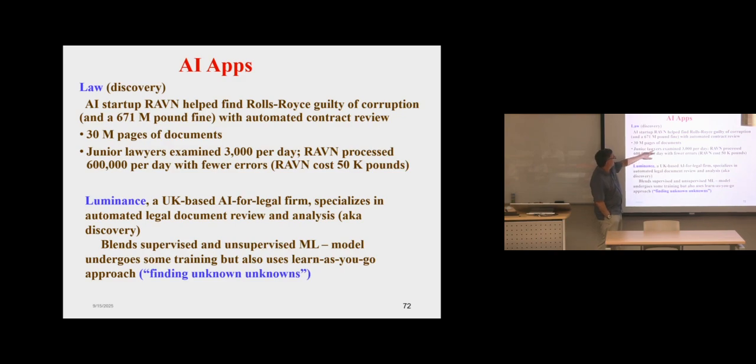So it was looking for contracts. Junior lawyers examined 3,000 per day. This is multiple junior lawyers. So Raven went through 600,000 a day, with fewer errors, it only cost $65,000, and you ended up with a big fine. Now, 30 million pages. Y'all understand this because we've automated electronic discovery.